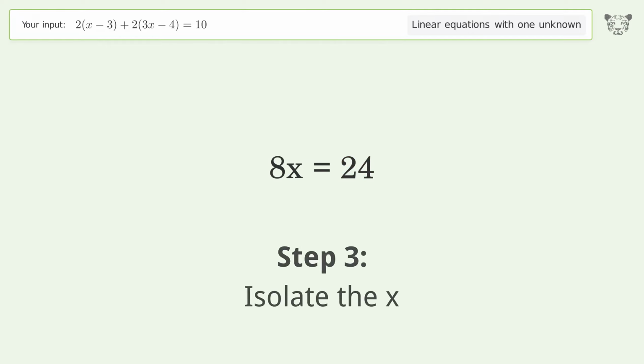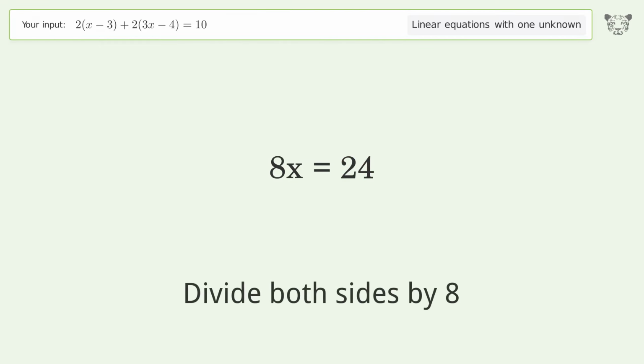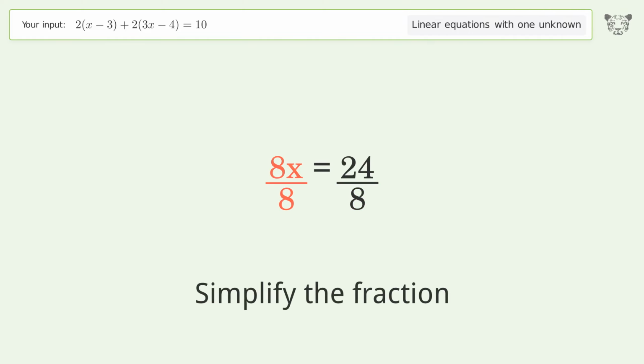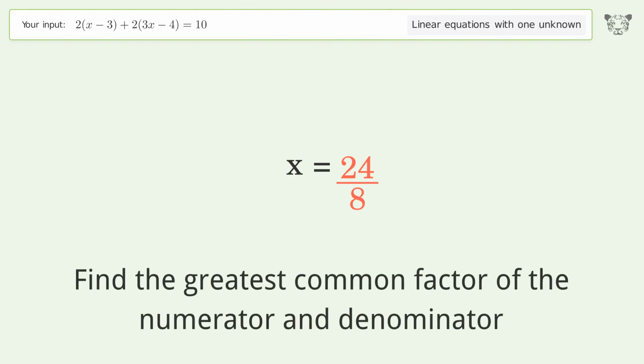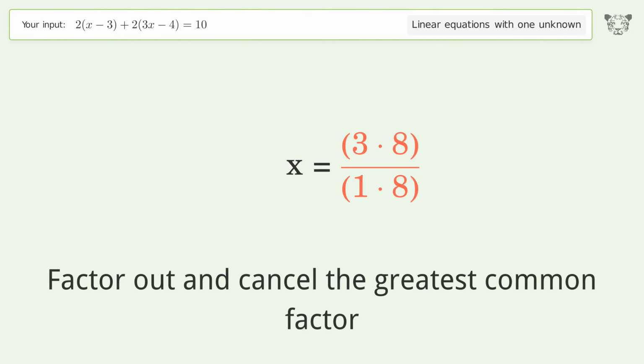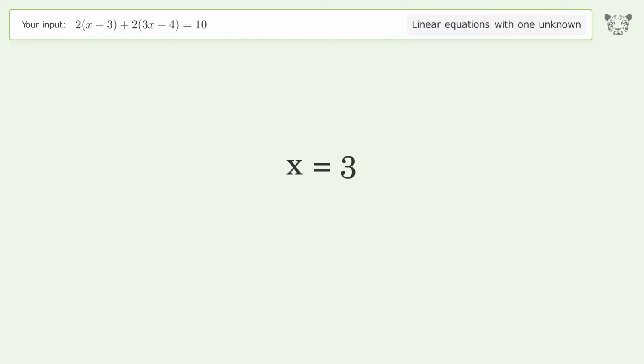Isolate the x. Divide both sides by 8. Simplify the fraction. Find the greatest common factor of the numerator and denominator. Factor out and cancel the greatest common factor. And so the final result is x equals 3.